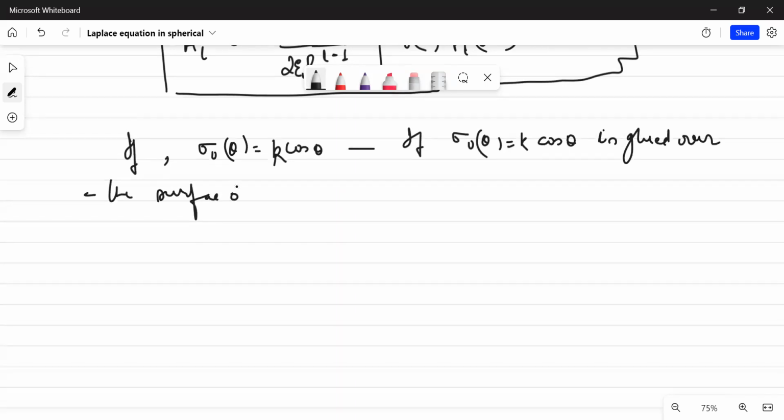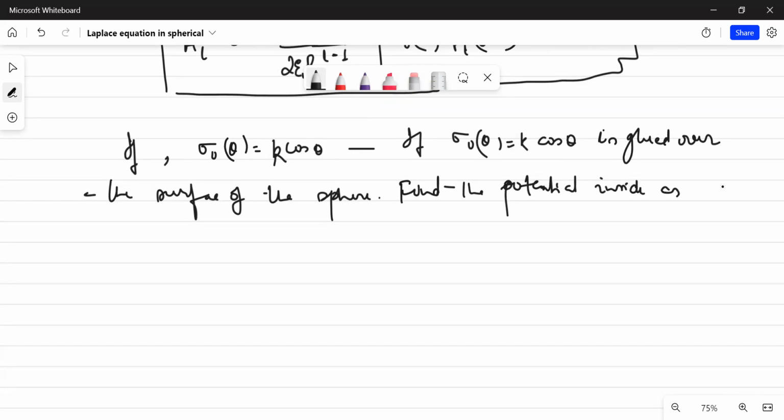of a sphere, then find the potential inside as well as outside, and take the radius as r, if it is required anyway.